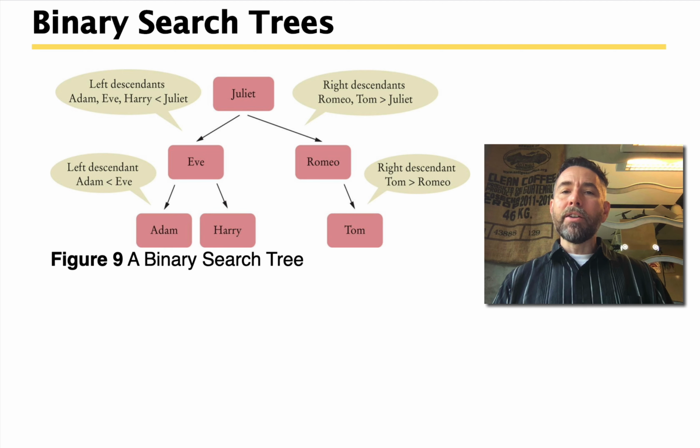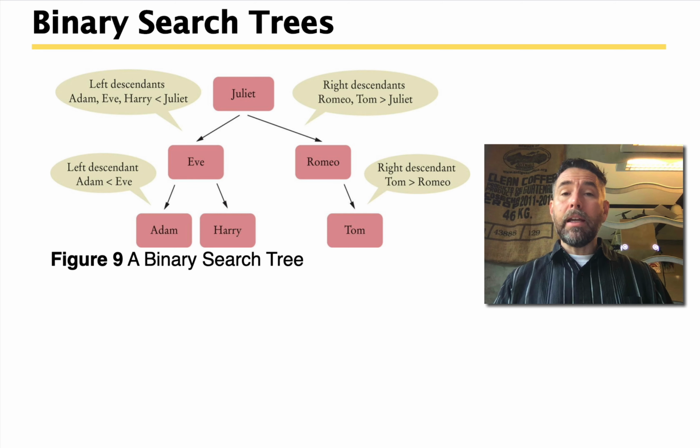But if you also notice, all of the children of Eve are also less than Juliet. And so this property of the subtree to the left being less than the root node has to hold all the way back up to the root, so that when you're at the root node Juliet, you know that all of the elements to the left are going to be less than J, or Juliet, and everything to the right is greater than J.